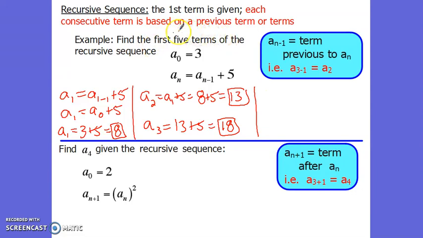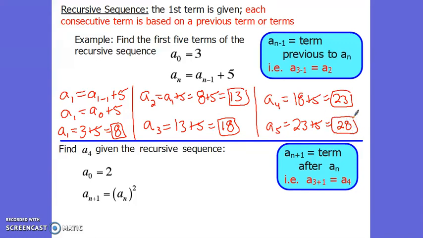So if we're finding the first 5 terms of the sequence, as it says up here, basically a sub 4 will be the term before that, a sub 3, because 4 minus 1 would have been a sub 3. So 18 plus 5. And then a sub 5 is the same idea. I'm going to take a sub 4, or 23, plus 5, which is 28. Essentially, again, you're using the term just previous to a term. So notice in the blue box up here it says a sub n minus 1 is equal to the term previous to a sub n.